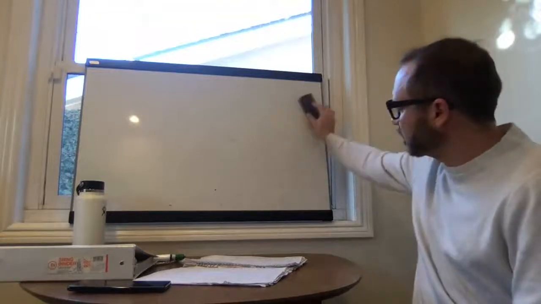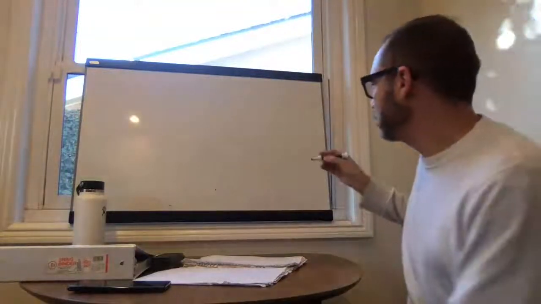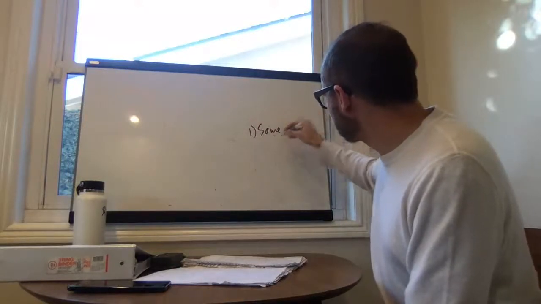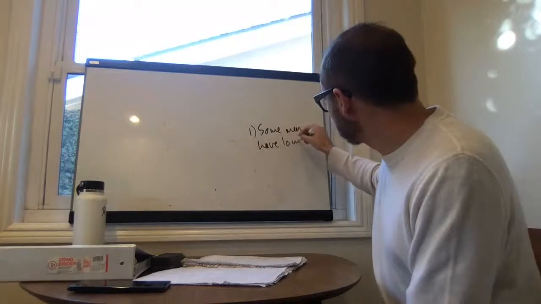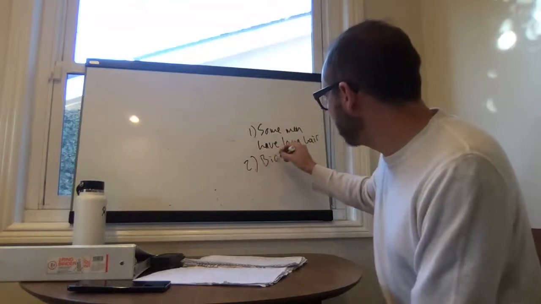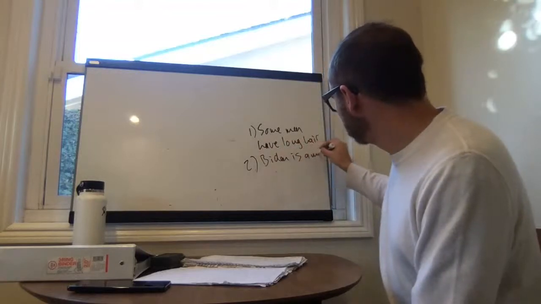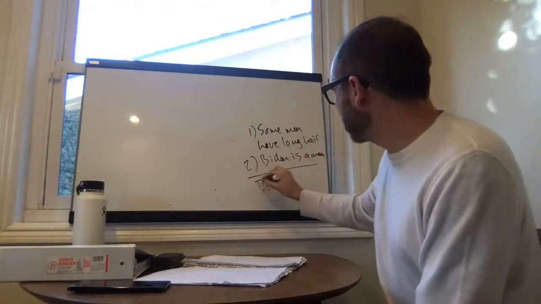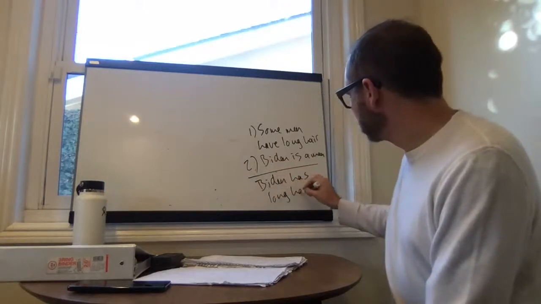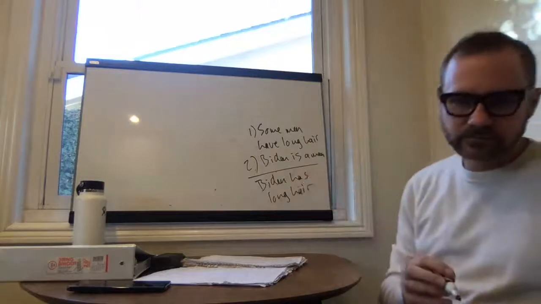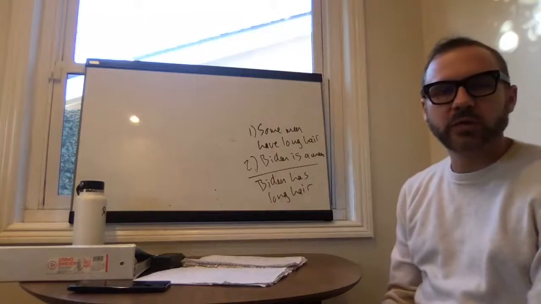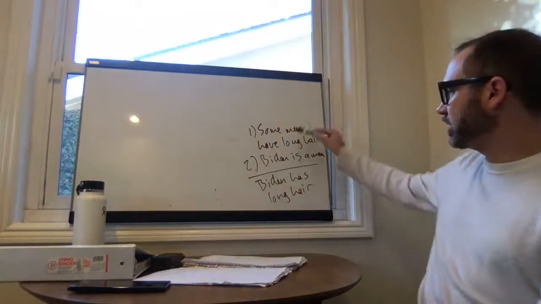And of course, you can have arguments that are not valid as well. So if I just say to you, some men have long hair, Biden is a man, so therefore Biden has long hair. Is that valid? It's not valid. Why not? Because the conclusion is not guaranteed by the information here.